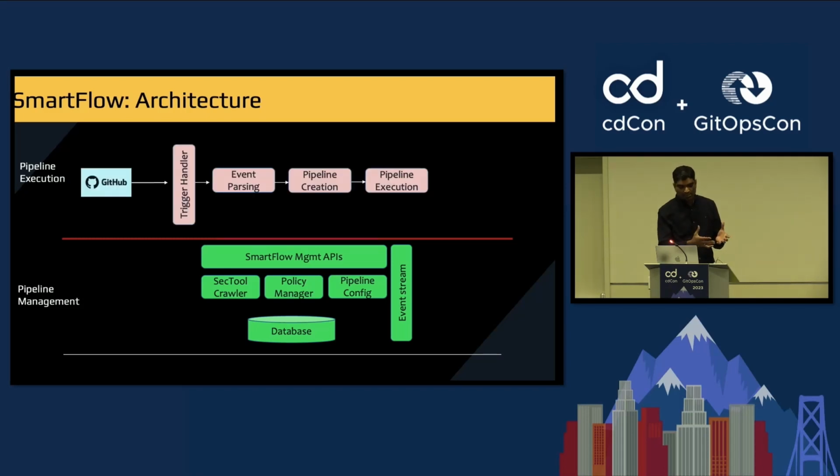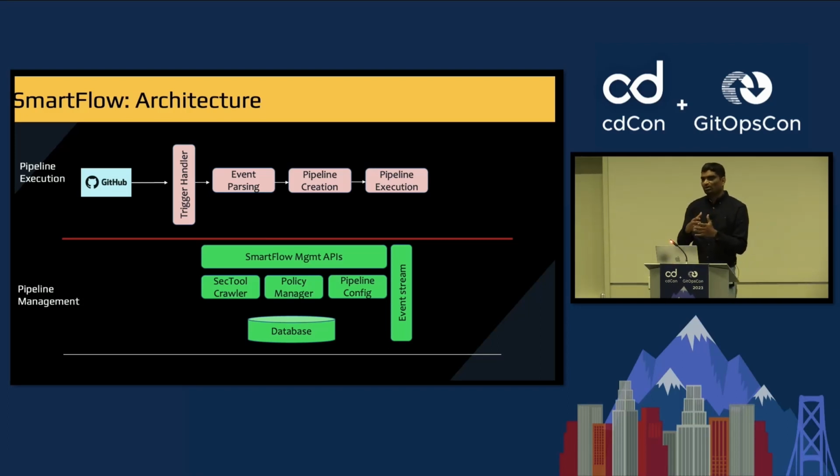And then the execution, which shows the GitHub. As a user, I make some change. We build a trigger handler. So that action doesn't directly interact with your target CI system like Jenkins or Tekton, right? We have our own trigger handler, which actually intercepts that request. It passes the event.